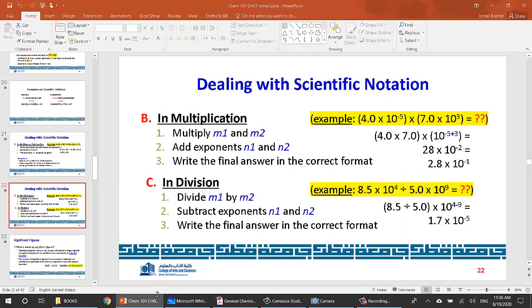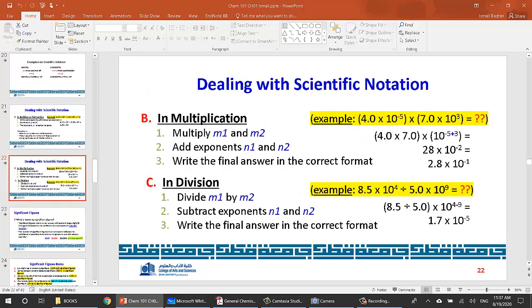And in division, just like in multiplication, you divide the numbers, m1 divided by m2, and you subtract the exponents. Throwing in an example, 8.5 times 10 to the power 4 divided by 5.0 times 10 to the power 9. Sorry, you divide 8.5 by 5. That would be 1.7, and then you subtract the exponents. So 4 minus 9 is minus 5. So the answer would be 1.7 times 10 to the minus 5.